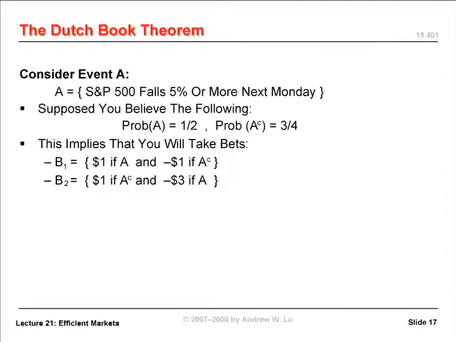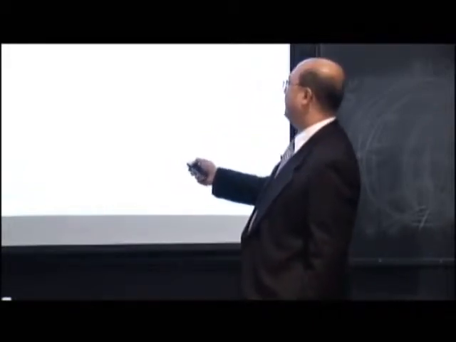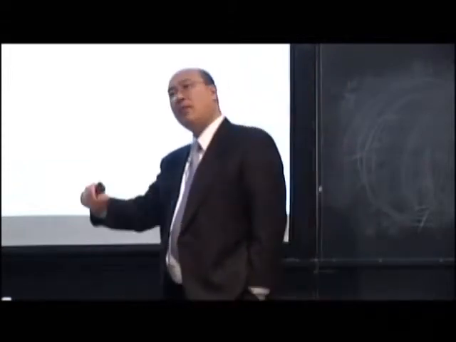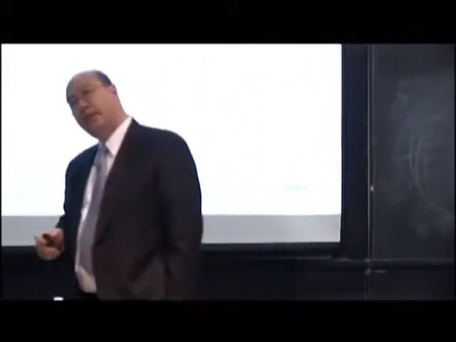Well, the problem is that you would be willing to take both of the following two bets. Bet B1 is a bet where if A occurs, I pay you $1. If A doesn't occur, you pay me $1, okay? And the reason you're willing to take this bet is because the odds of A occurring are 1/2. 1/2 means 50-50, and so you're willing to take those 50-50 odds with bet B1.